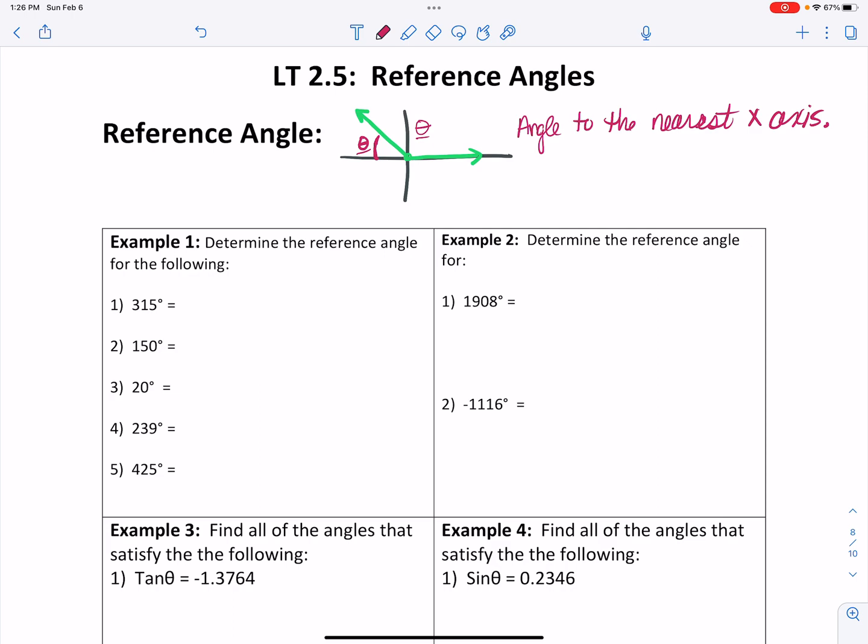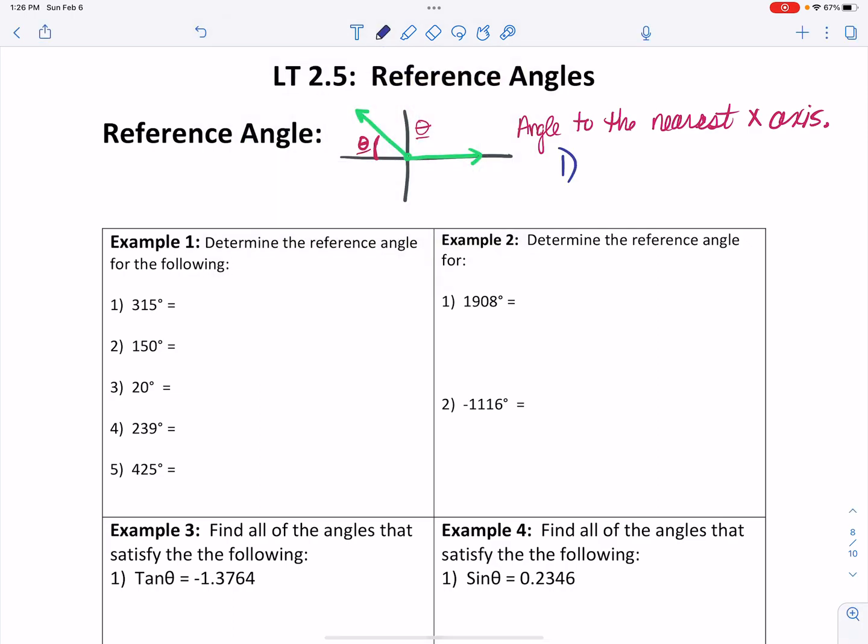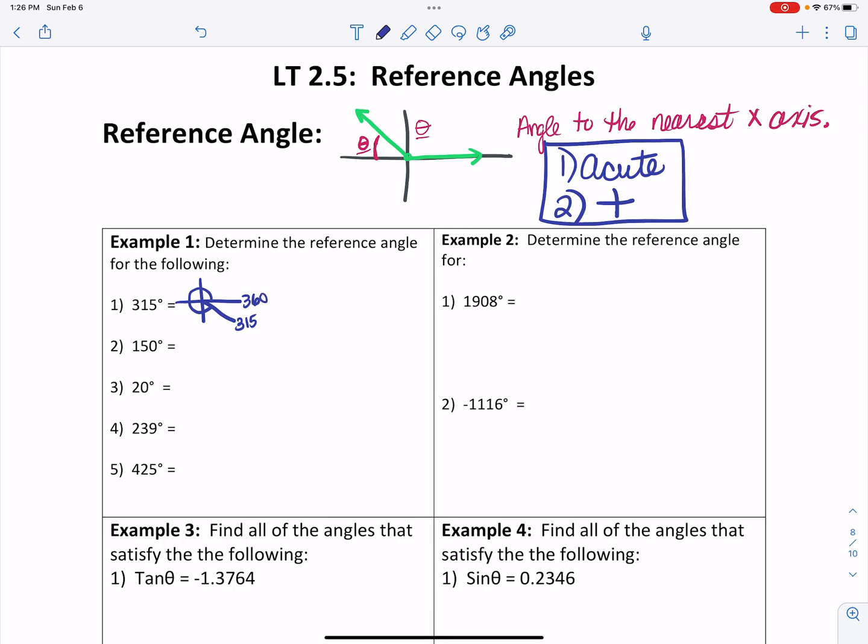Okay, so a reference angle has to be, here are the two things that have to be true. Number one, it has to be acute. And number two, it has to be positive. If you Google it, it will give you formulas, but I just draw them. It's way easier for my eyeballs to see it than use a formula. Because like 315 would be right here. Well, the nearest x-axis is 360, right? So my reference angle would be 45 degrees.